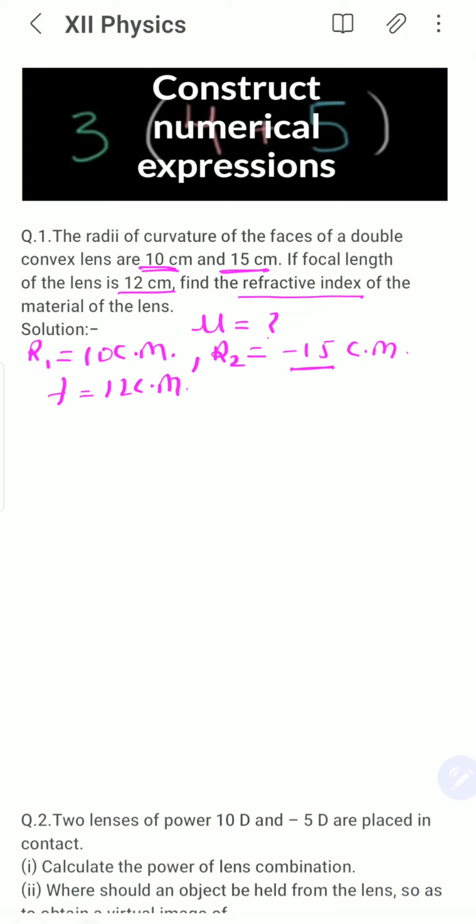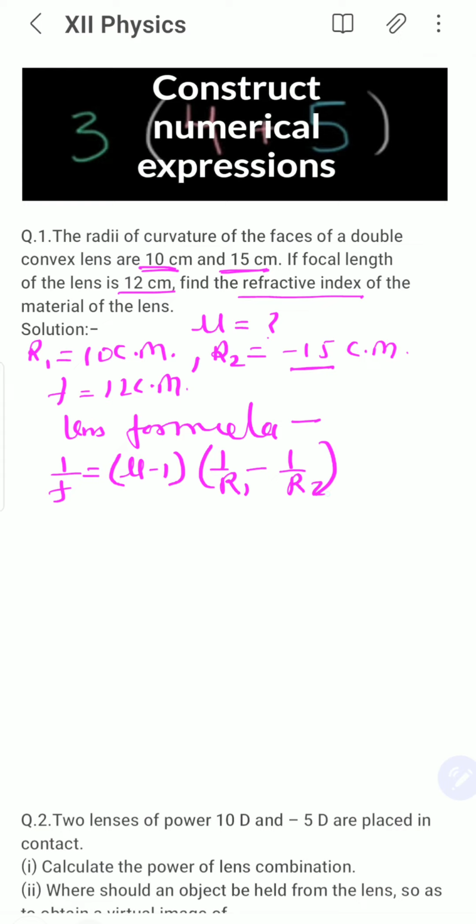So we know that these components given in the question indicate that we have to use the formula for finding the refractive index, that is the lens maker formula. So we have 1 upon f is equal to mu minus 1 into 1 upon R1 minus 1 upon R2. This is our formula. So straight away we will put the values 10, 12 and minus 15 in this formula, and we are able to find out the refractive index.